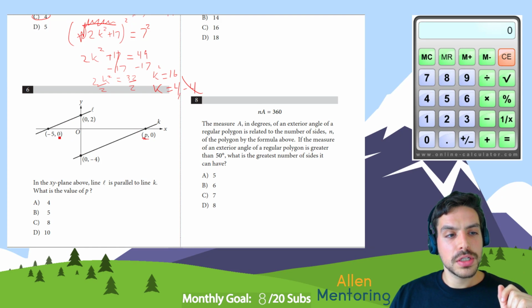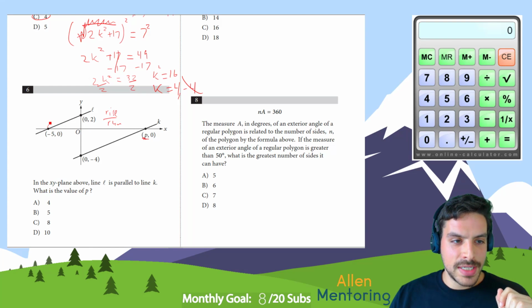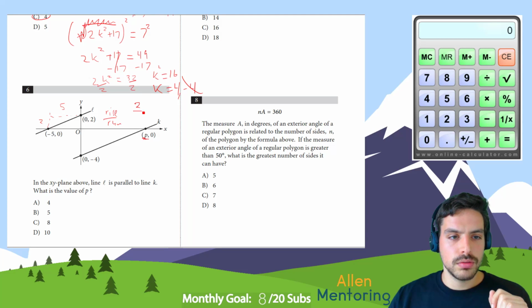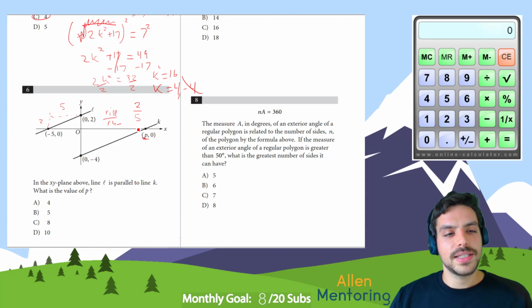Okay, so what is the slope of our first line here? Well, we want to do rise over run. So it's rising up. How much is it rising up? It's rising up 2, right? It's going up 2, and then over, it's running 5. So the slope for this one is 2 over 5. And if that's the case, that means the slope for this line is 2 over 5 as well.